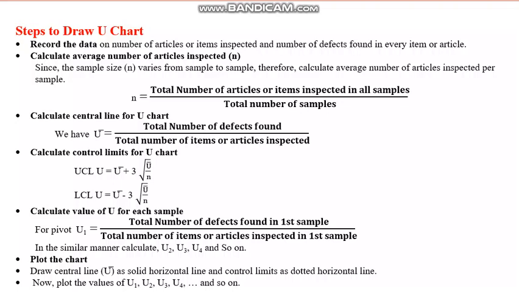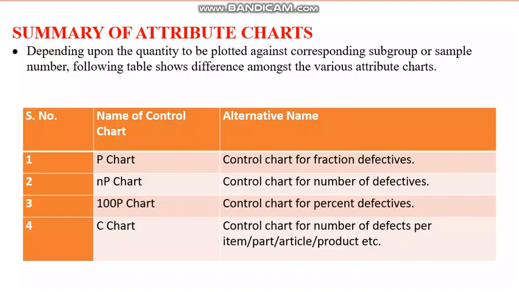Now that means what? U chart plotting is a little difficult or time consuming compared to the C chart. Similarly, plotting of P chart is more difficult than NP chart. So you plotted the chart, and now let us see the summary of attributes.